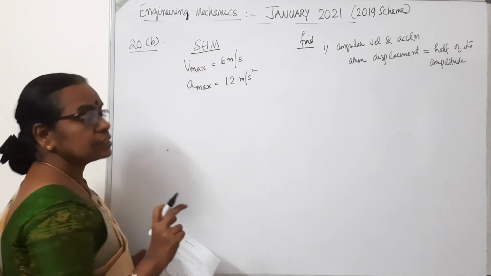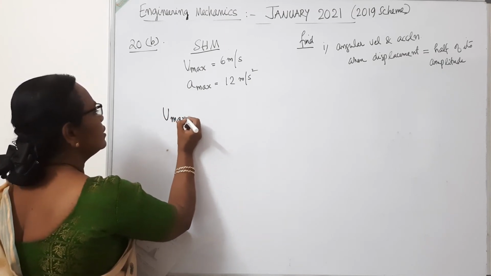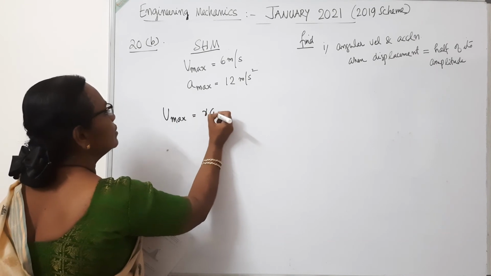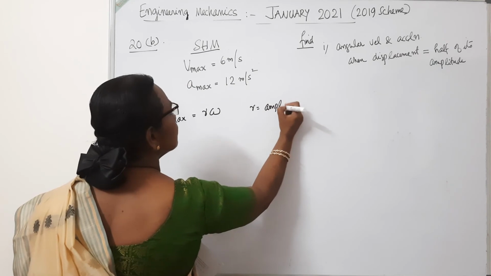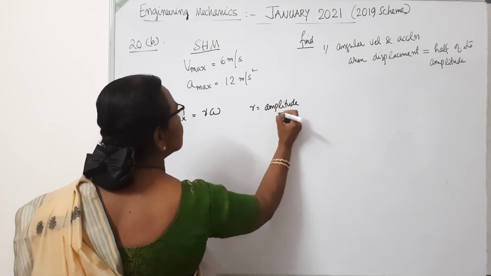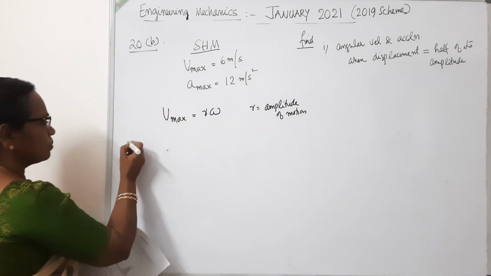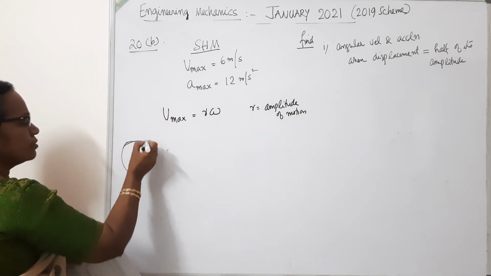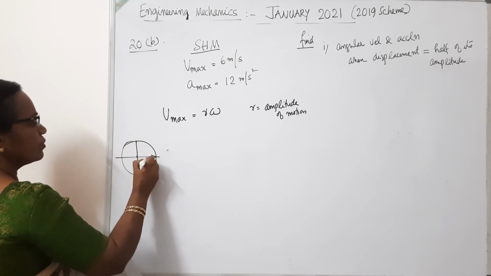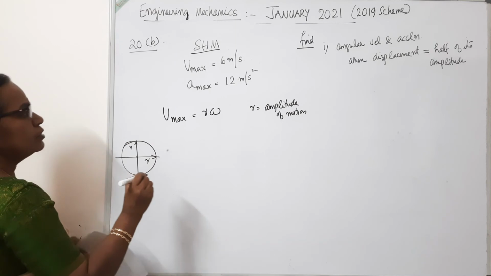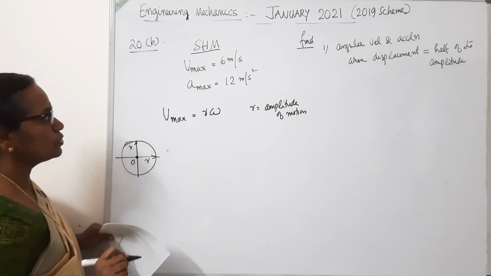The maximum velocity is 6 meter per second. What is the expression for maximum velocity? V is equal to R omega, where R is the amplitude of motion. Amplitude is the maximum displacement from the mean position. For a particle executing simple harmonic motion, this is the mean position and this is the radius vector. So the maximum displacement from the mean position is called the amplitude.